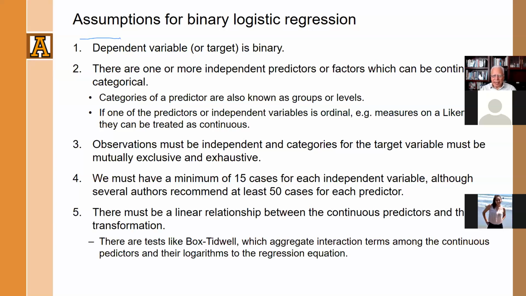And there must be a linear relationship between the continuous predictor, not the categorical, just the continuous predictor, and the log rate and the logit transformation. Remember, the logit is expressed as a linear function of the x. So there must be some sort of linear relationship between the logit and each of the continuous predictors.